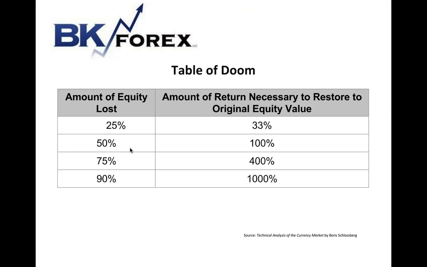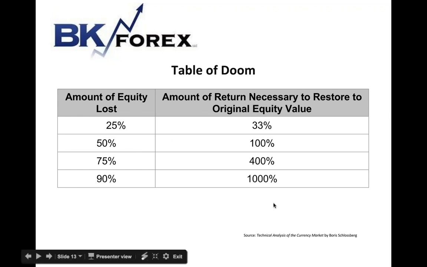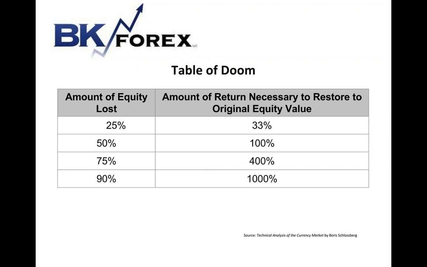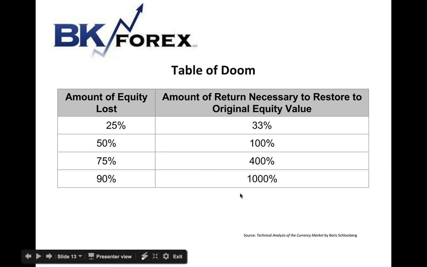Your chances anywhere around here are virtually zero, which is why when people breach the 25% barrier, most of them begin to lose all their money, because the recovery rate from that point on is impossible.